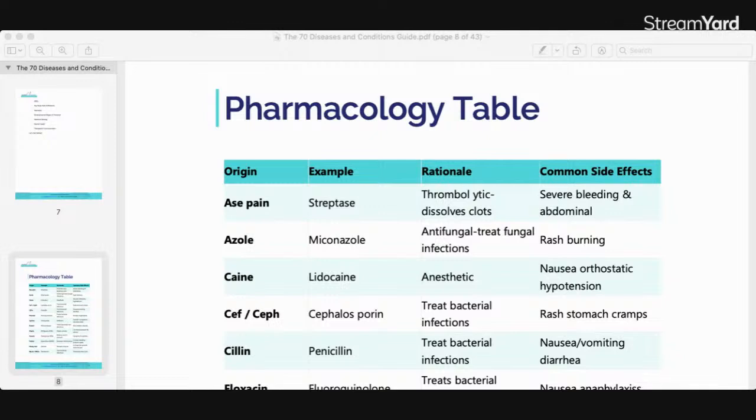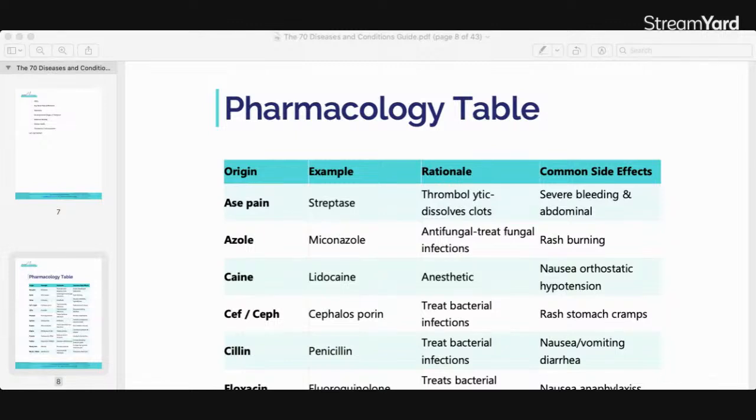So azole, an example of this would be miconazole. And typically this is an antifungal medication, right? So antifungals and antibiotics are not exactly the same thing. One is treating bacteria, the other is treating a fungus. So with miconazole, it treats fungal infections. The side effects it can cause, but not always, include rash and burning. All right, those are some of the side effects that can occur.